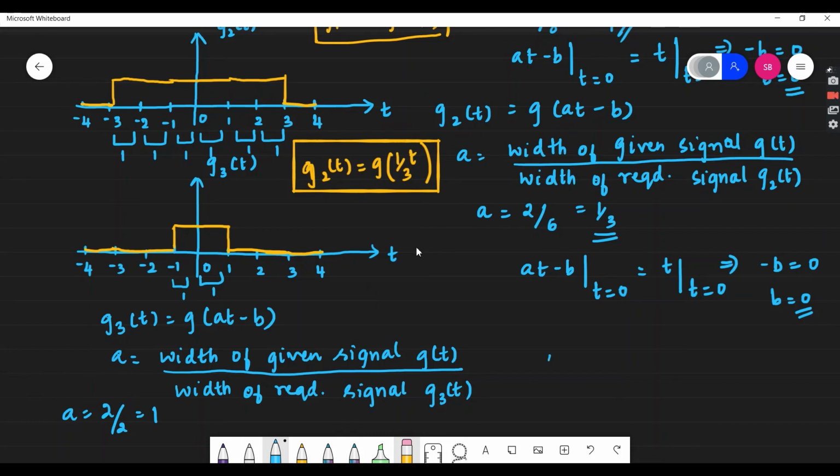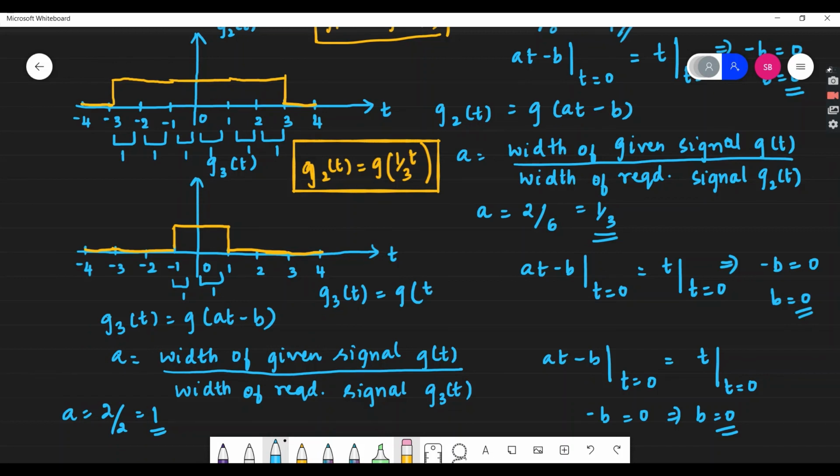In order to calculate the value of b, I consider these arbitrary terms. a t minus b at t equals the center point of this g3 of t signal, which is nothing but 0, equal to t at the center point of the given signal, at t equals 0 itself. The center point of the original signal g of t is 0. If I equate this, 0 minus b, which is minus b, equals 0, so the value of b is 0. Let's substitute it in the main equation of g3 of t. So g3 of t can be written as g of a into t, that is 1 into t, minus b, that is 0. So this is the required equation for g3 of t.